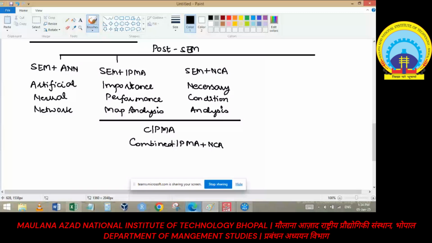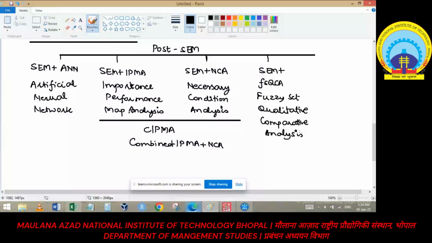The other technique people use is SAM plus FSQCA. FSQCA stands for fuzzy set qualitative comparative analysis. Qualitative comparative analysis has separate software, and it provides the multiplicative effects which are not given by the SAM.